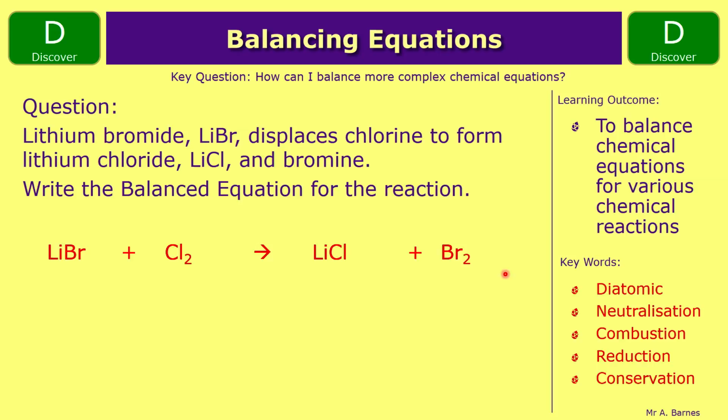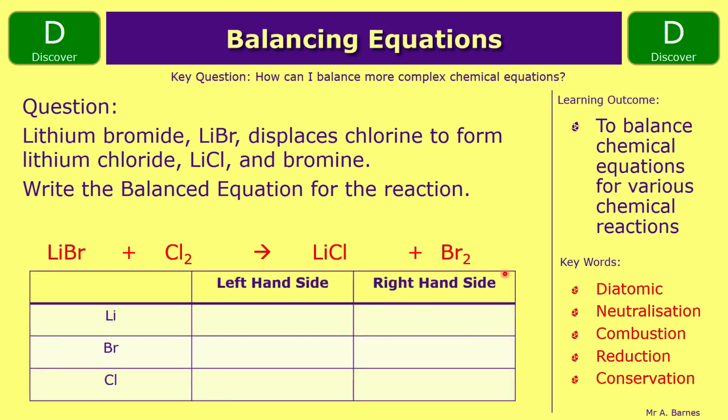Your next step is to count up how much you've got on either side. So I've just got the one lithium and the one bromine, and I've got two chlorines on the left. On the right I have one lithium, two bromines and one chlorine. So what I need to do now is choose one of the compounds that's unbalanced. So as you can see here, I have one bromine on the left and two on the right. So that's this compound, lithium bromide, and then I've got two chlorines on the left and one on the right. So that's this one here.